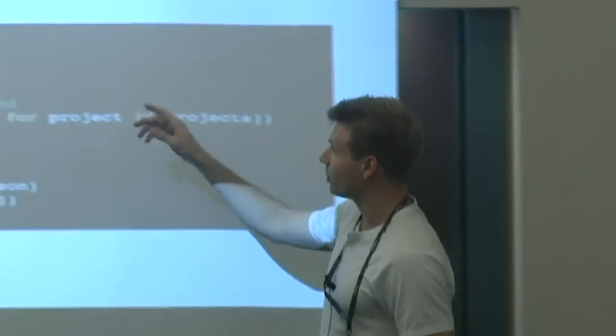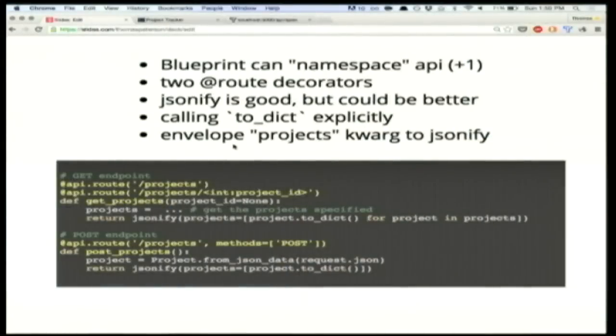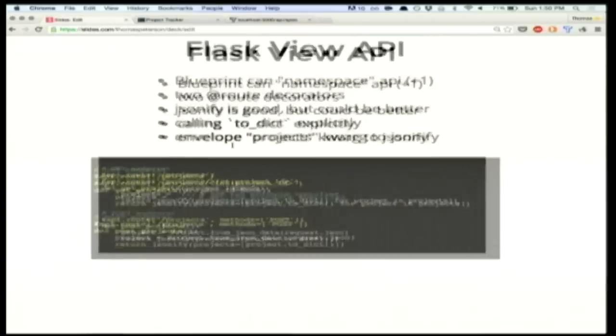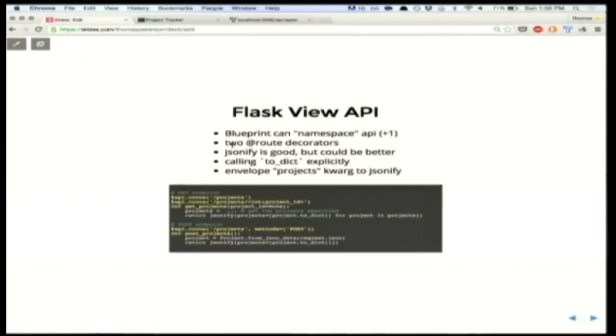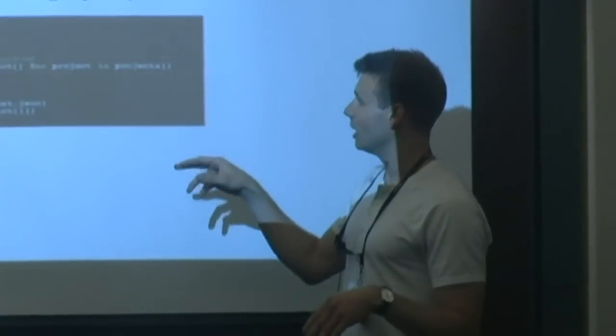So we have projects and projects with a project ID. It has some get operation, and then there's a separate post projects view function that is on the same route, but with a different method. The default method is get, so it's not specified here. So this is fine, and this works, but we have these 2 route decorators.